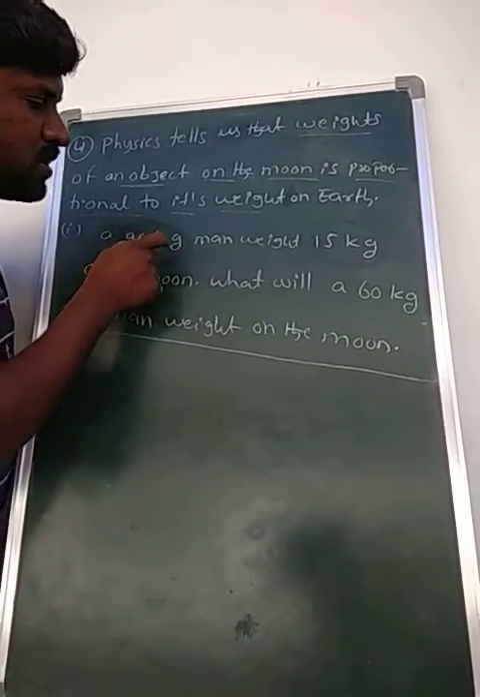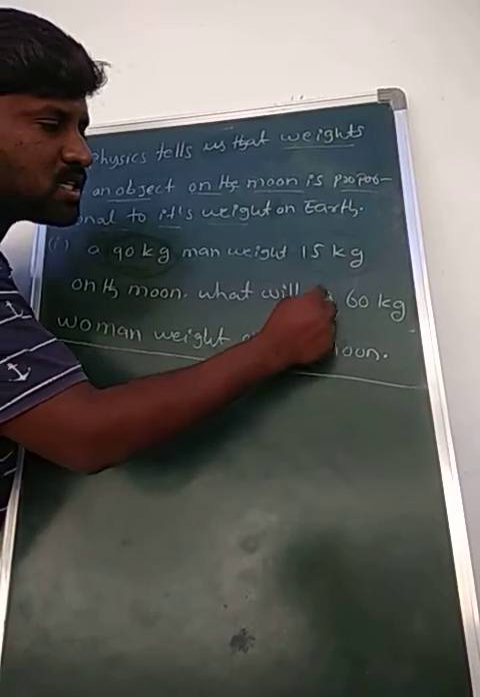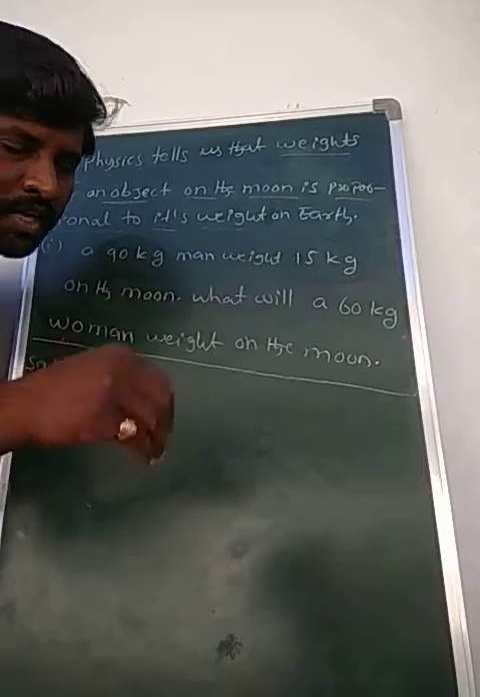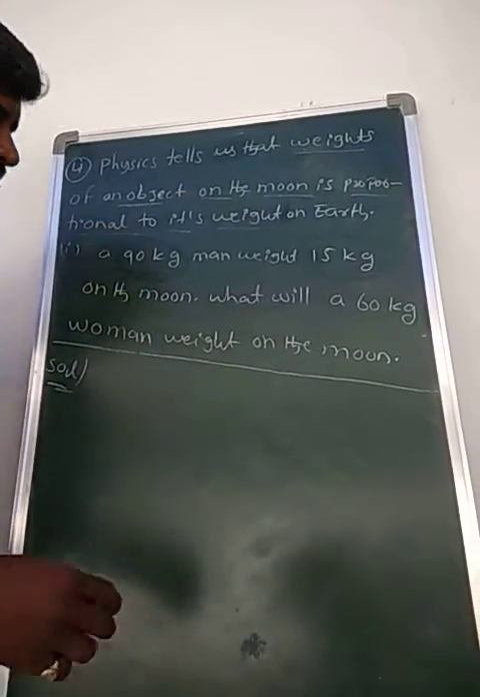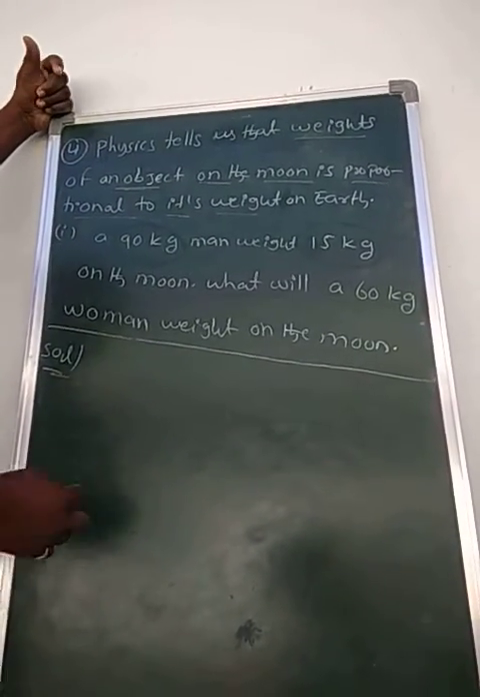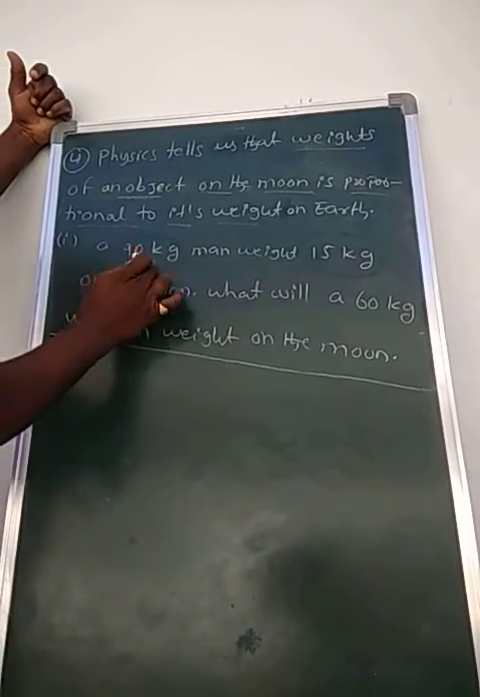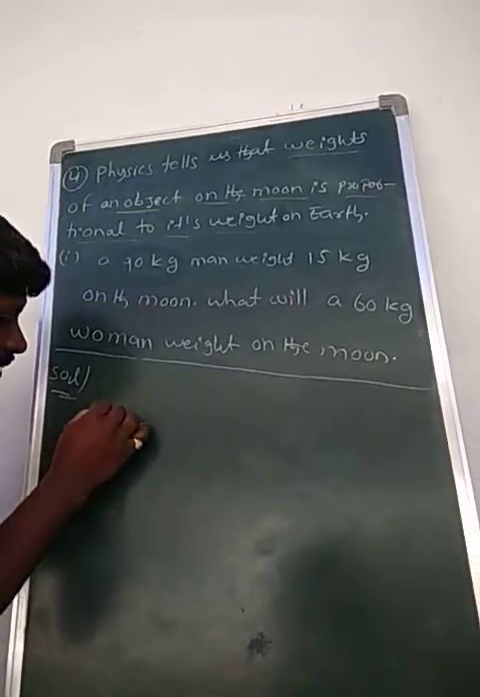If a 90 kg person's weight is 15 kgs on the moon, okay, then a person with 60 kg weight on the earth, their weight on the moon is equal to what? So this is the question. Now see, according to the given information, weight on the 90 kg is 60 kg. Okay? Given.